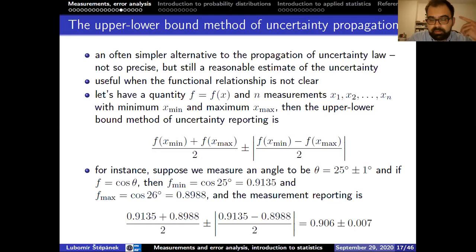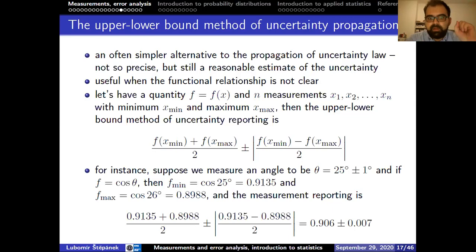It's sometimes called street fighting math. So it's not university calculus, not a college method. It's high school mathematics. And it's called the upper lower bound method of uncertainty propagation. So I'm going to show it to you on an example.